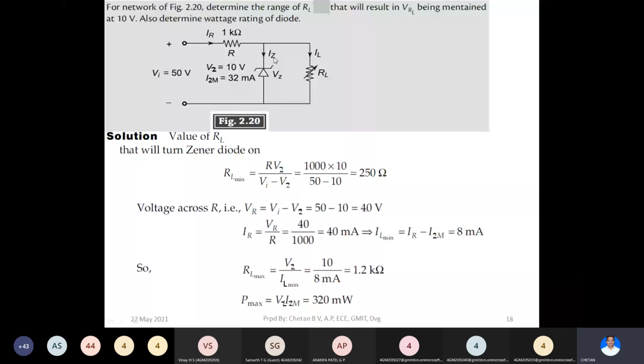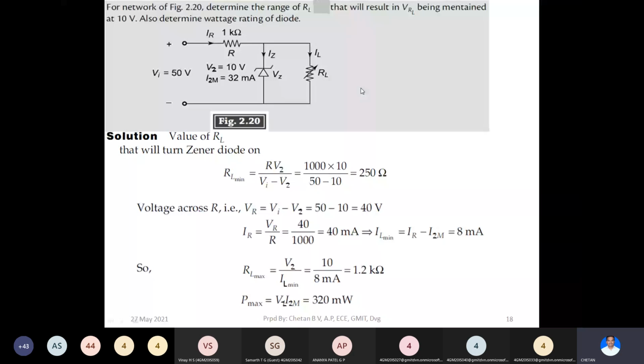So why are we finding out the minimum value of IL? Because we have to find out the maximum value of RL. When the value of RL is maximum, obviously the value of IL will be reduced. For the maximum value of RL, you will have the minimum value of IL. Hence, we have found out the minimum value of IL. From this minimum value of IL, we are finding the maximum value of RL. So RL max will be equal to Vz, which is the potential difference across this RL, divided by IL minimum. You will get around 1.2 kilo ohm. So the range for RL is 250 ohm to 1.2 kilo ohm.